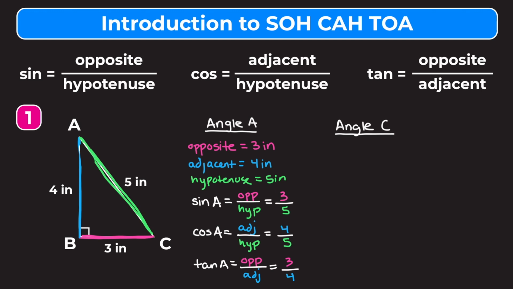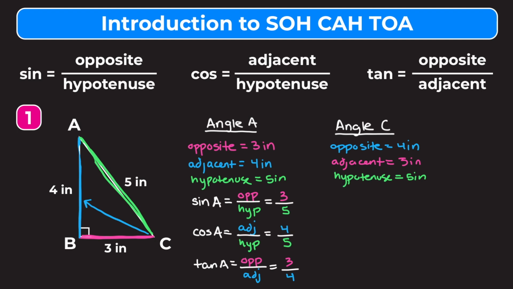If we take a look at angle C, the side opposite of angle C is going to be this blue side, the one that measures 4 inches. So this time our opposite side is 4 inches. Our adjacent side is the other leg, the leg measuring 3 inches. And the hypotenuse stays the same. So our hypotenuse is still 5 inches.